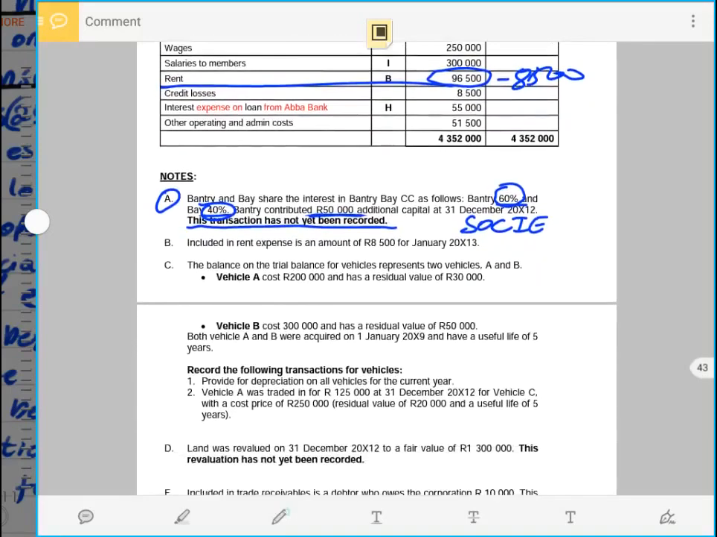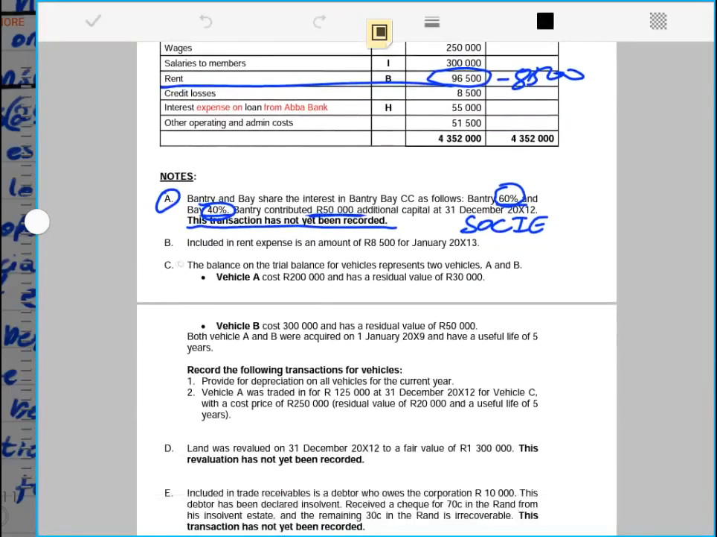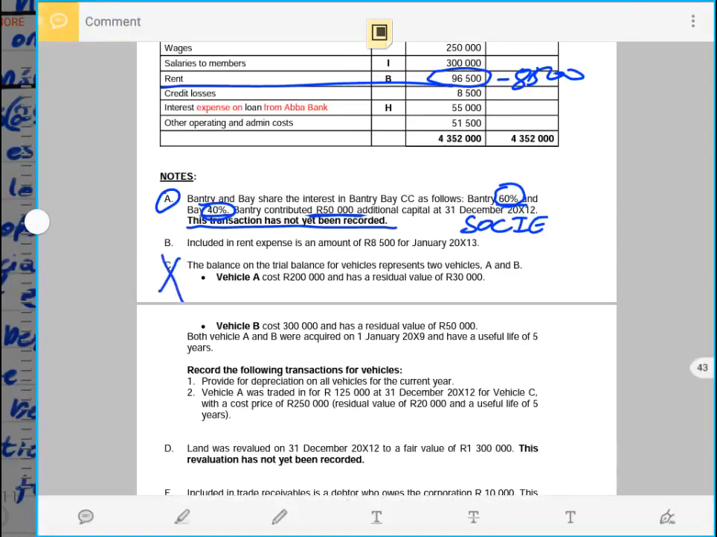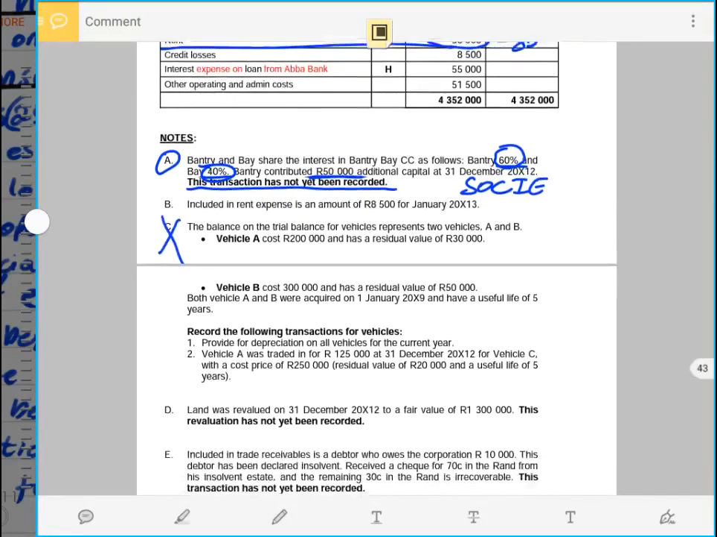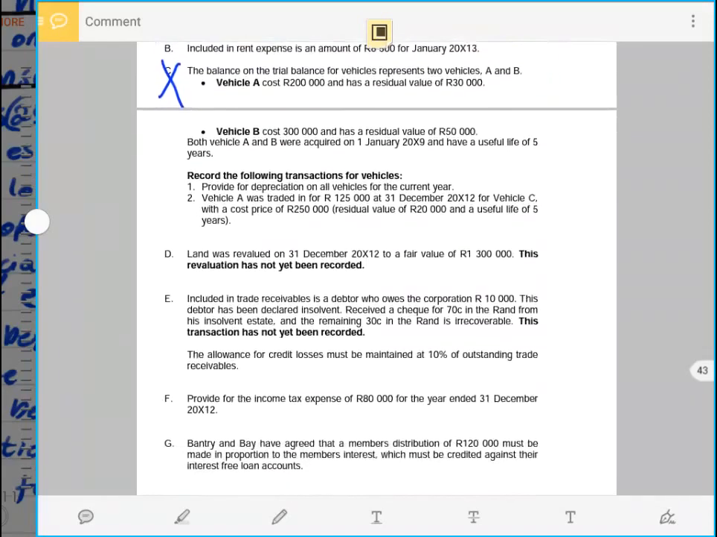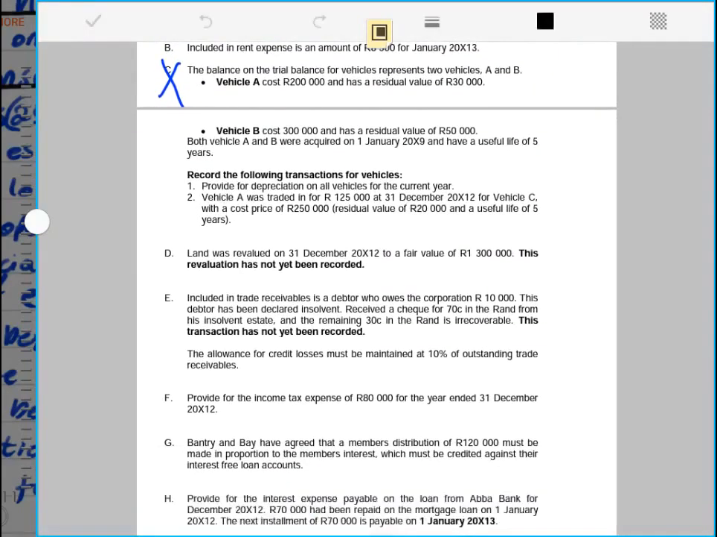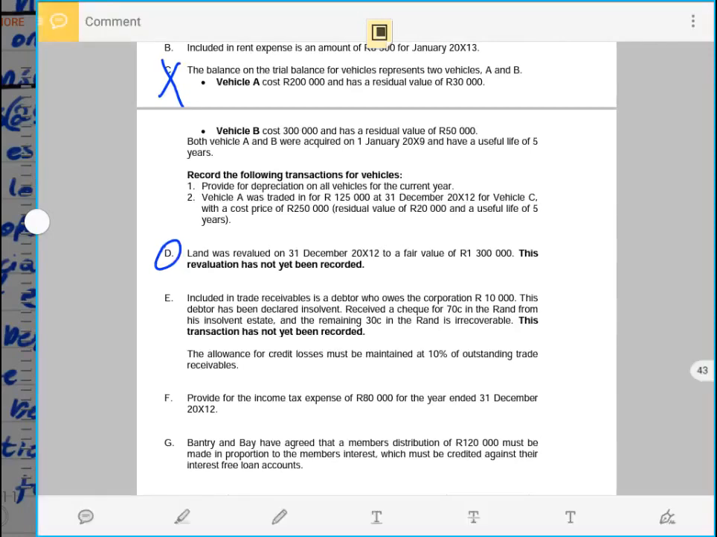and adjustment number C has to do with the disposal of the asset and the buying of the asset and the recognition of depreciation for the current year. And that one is not much necessary for you to know this time. Number D says land was revalued on the 31st of December 2012 to a fair value of 1,300,000 rands, and this revaluation has not yet been recorded.